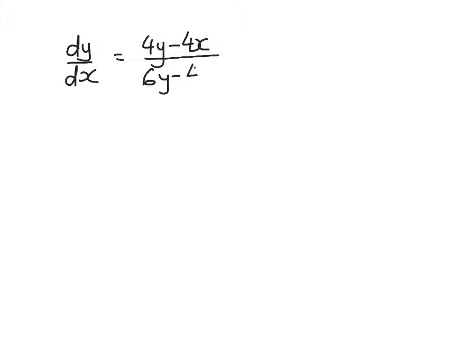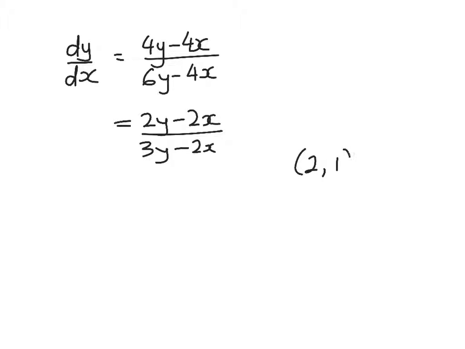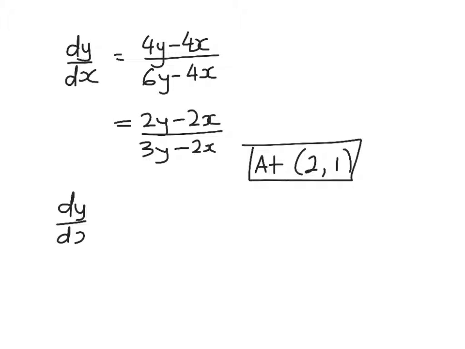So rearranging that, I get dy by dx equals 4y minus 4x over 6y minus 4x. We can simplify that, dividing through by 2. And the last thing we need to do is to substitute in the point 2, 1. So dy by dx will be 2 1s minus 2 2s over 3 1s minus 2 2s.